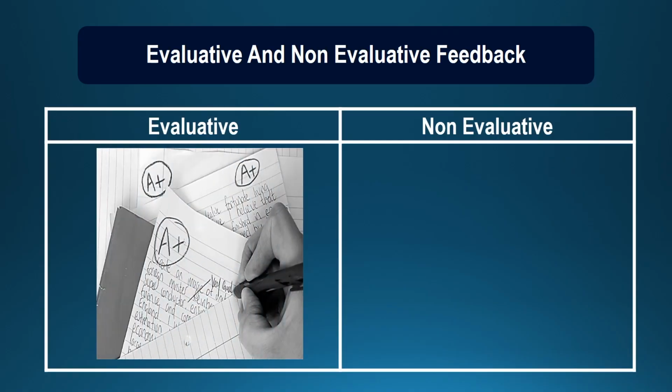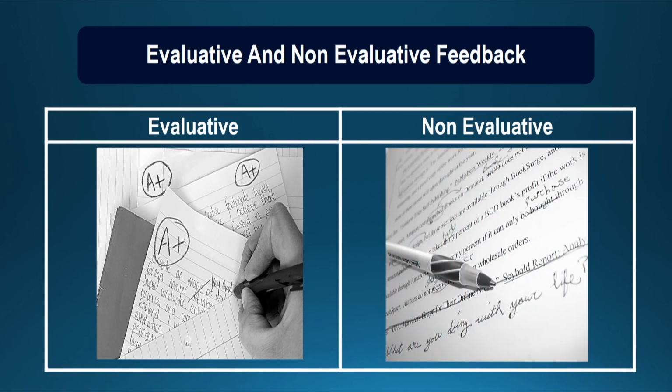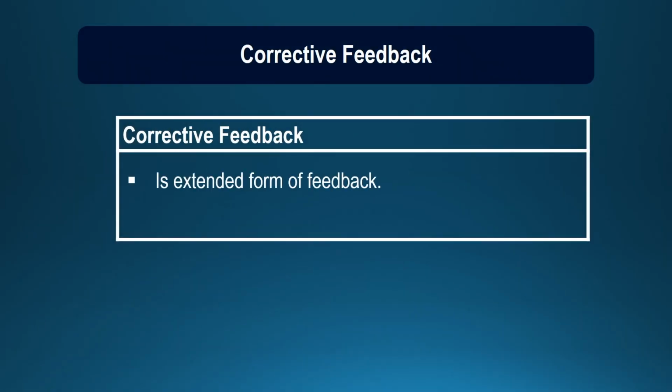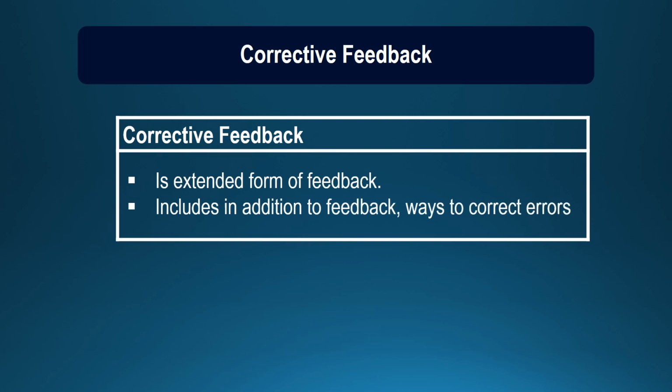Evaluative feedback is the value judgment given by the teacher, and non-evaluative feedback is without any value judgment. If the teacher is giving a score or comment, those types of feedback are considered as evaluative and non-evaluative feedback. Another form of feedback is corrective feedback. Corrective feedback is basically the extended form of feedback where the teacher identifies the correct and incorrect responses submitted by the student along with the actions that need to be taken by the student to correct errors.